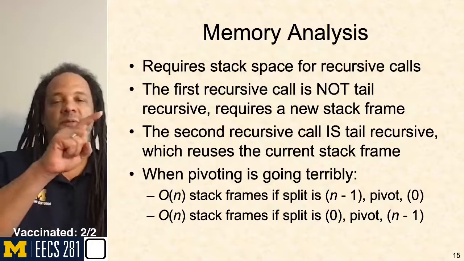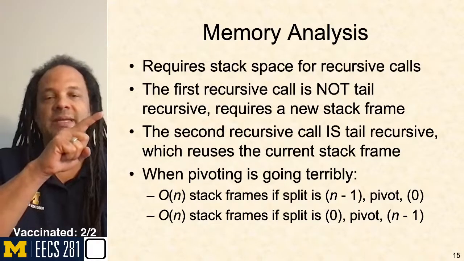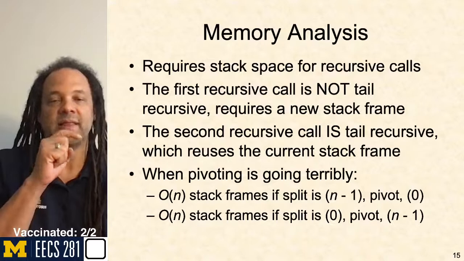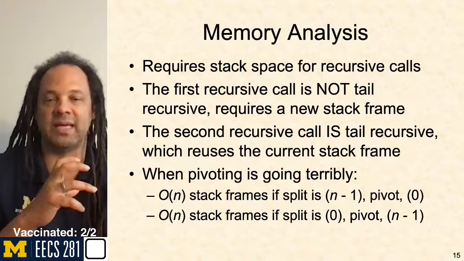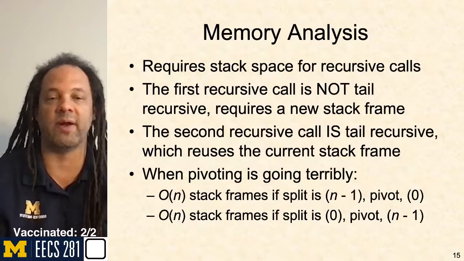So the first recursive function can't be tail recursive. It has to have a new stack frame. The second one can be tail recursive. It can reuse the current stack frame.